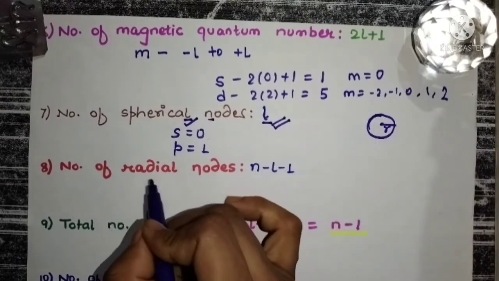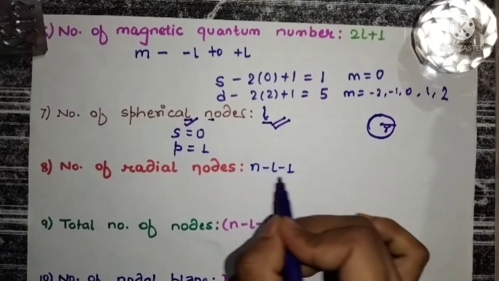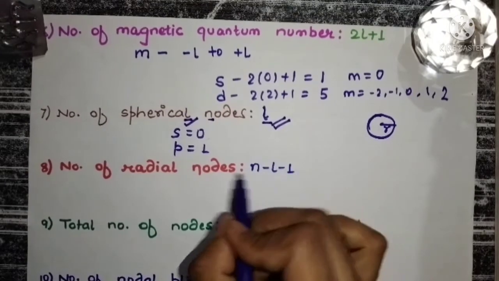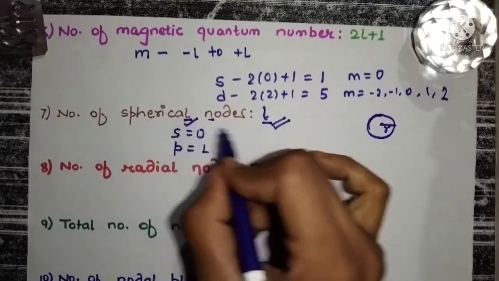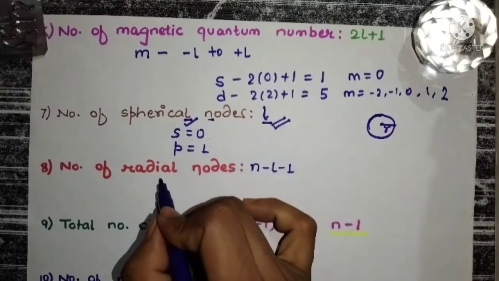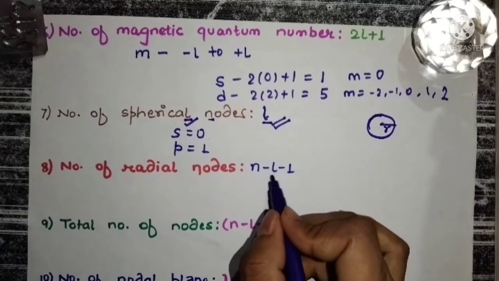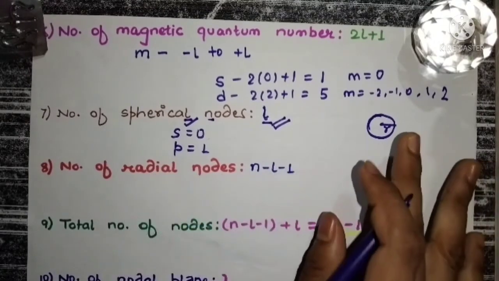Now for radial nodes, you would have to learn n minus L minus 1. This is the formula for radial nodes. Since spherical has just one term, L, radial will have three terms. This you would have to learn, that is n minus L minus 1. So this is the formula for radial nodes.